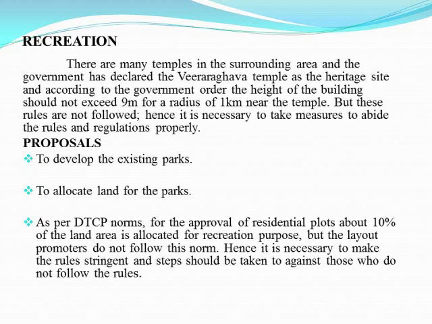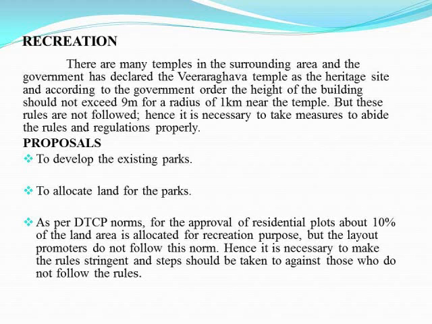Recreation. There are many temples in the surrounding area, and the government has declared the Veeraragava temple as a heritage site, and according to the government order, the height of the building should not exceed 9 meters within a radius of 1 kilometer near the temple. But these rules are not followed, hence it is necessary to take measures to abide by the rules and regulations properly.